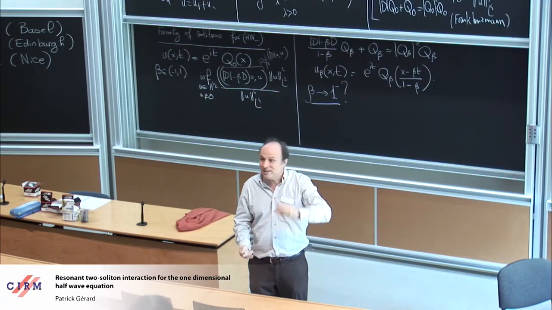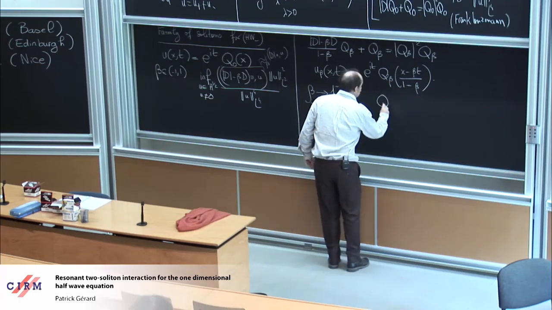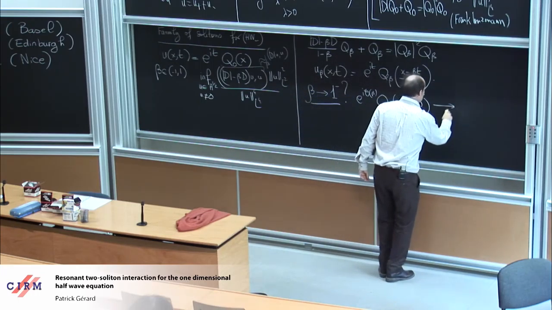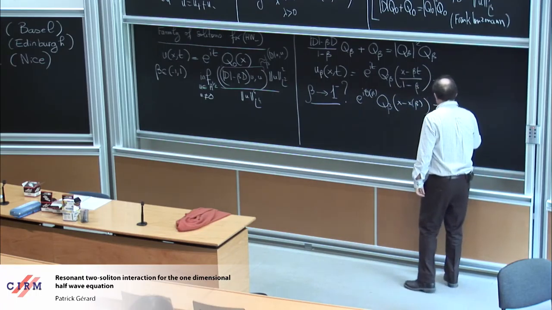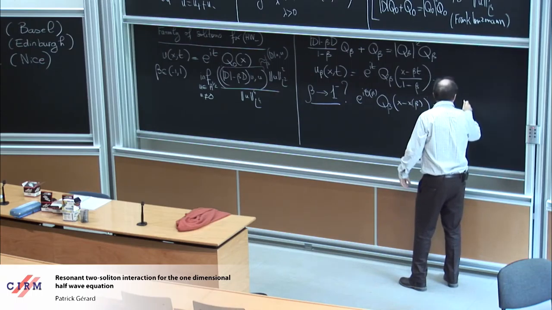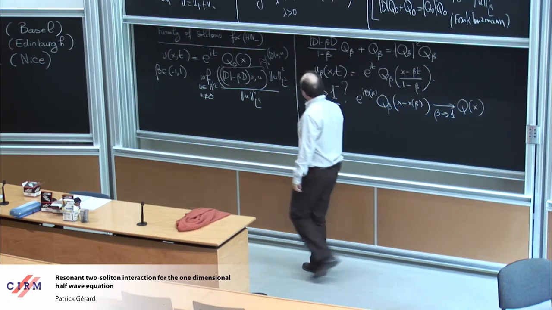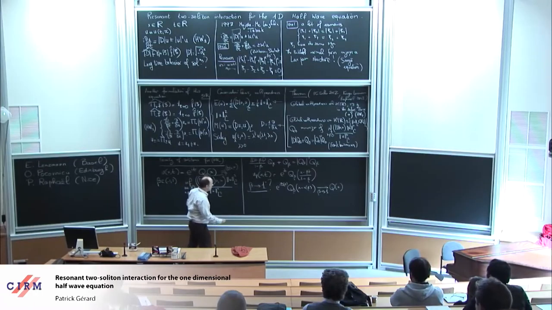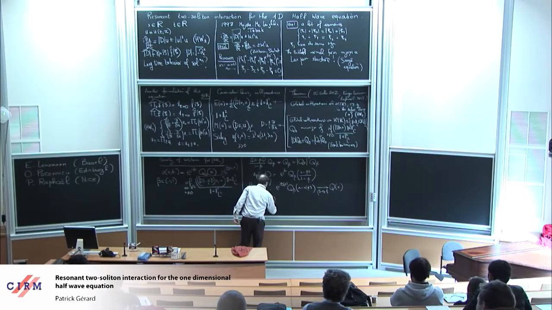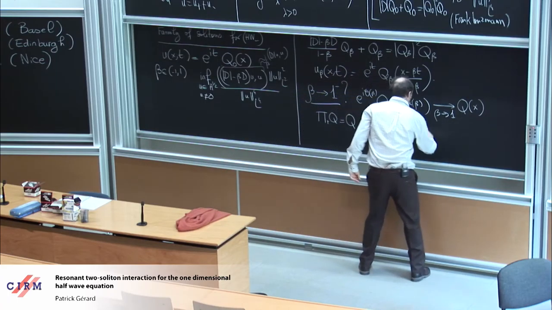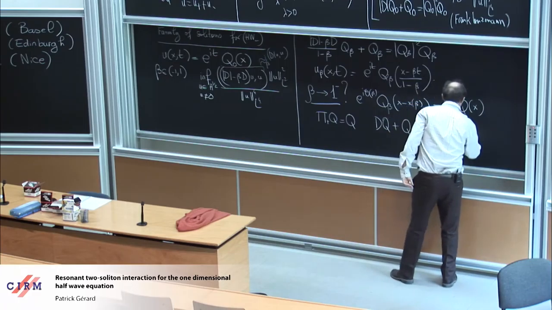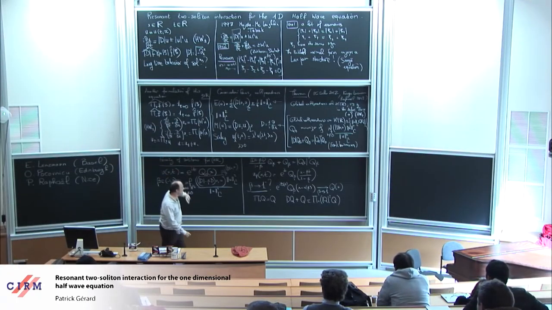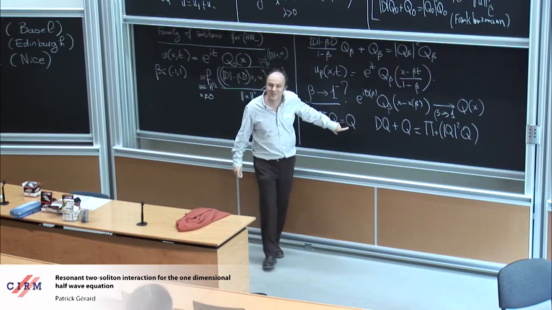And it turns out that as beta goes to 1, we can prove that up to some rescaling, this converges, and this converges very strongly, in fact, in H^s for all s, to some function Q of x, which is a solution of this equation where you put formally beta equals 1, and you look only at the positive part. So pi plus Q will be Q, and D Q plus Q equals pi plus of |Q|^2 Q. So this corresponds to some extent to the solution of the first equation in the system, except that here, pi plus Q equals Q, okay?